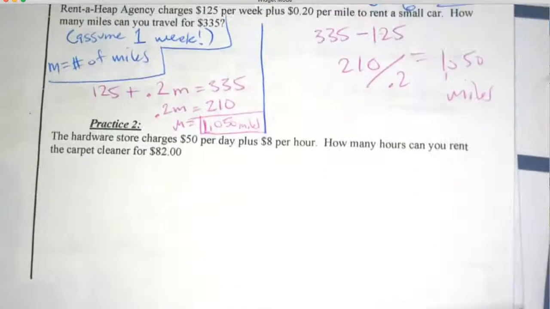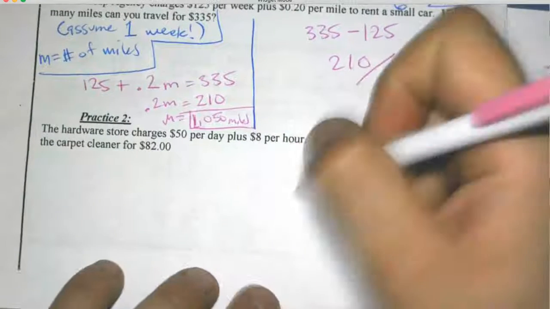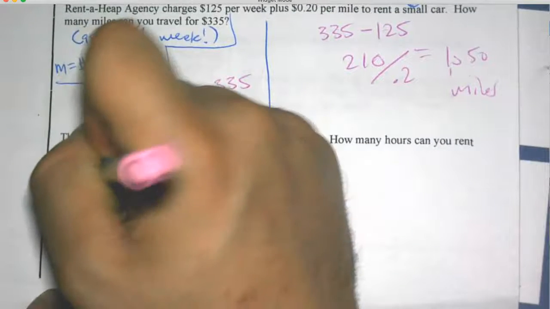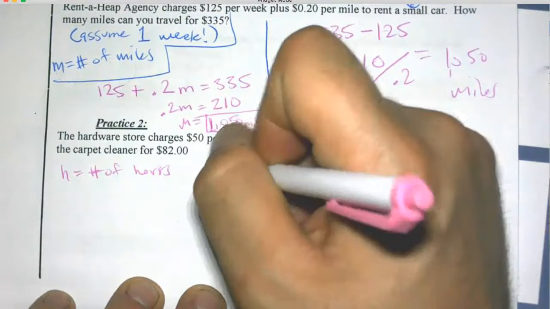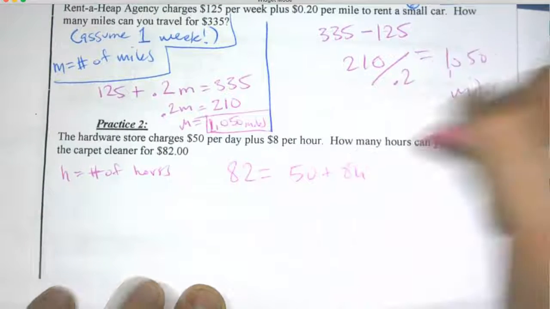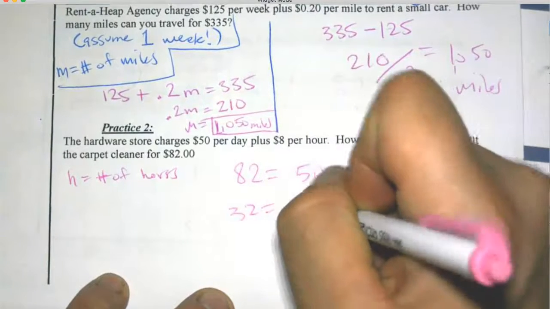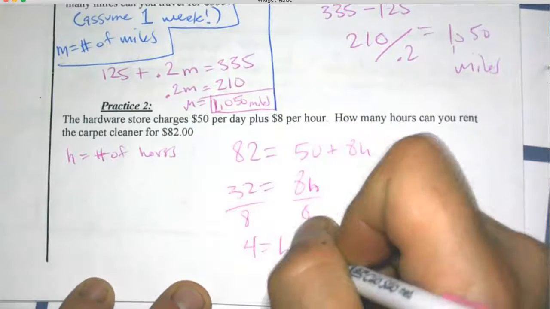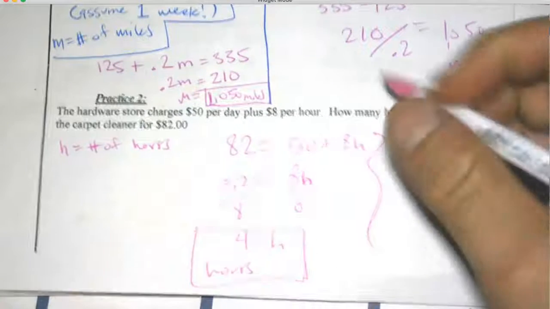So the next problem is almost the exact same thing, and again, we're just going to assume 1 day on this one. We could just say h equals the number of hours, and then I can write an equation where my total, 82 bucks, is going to be equal to the $50 charge plus 8 times the number of hours. Subtract 50, get 32. Bring down the 8h, divide by 8, and so I'm getting 4 hours. For $82, I can rent this machine for 4 hours.